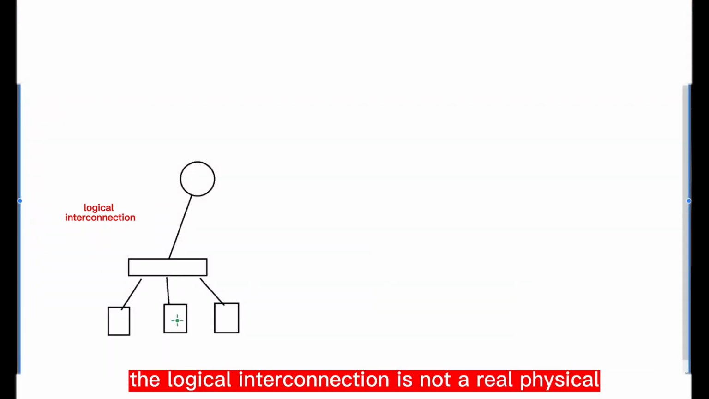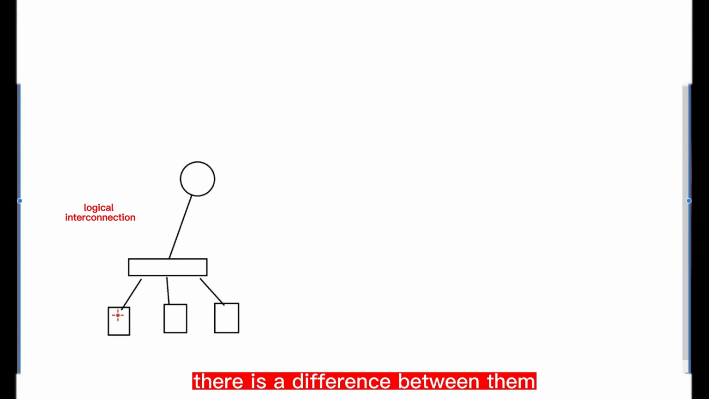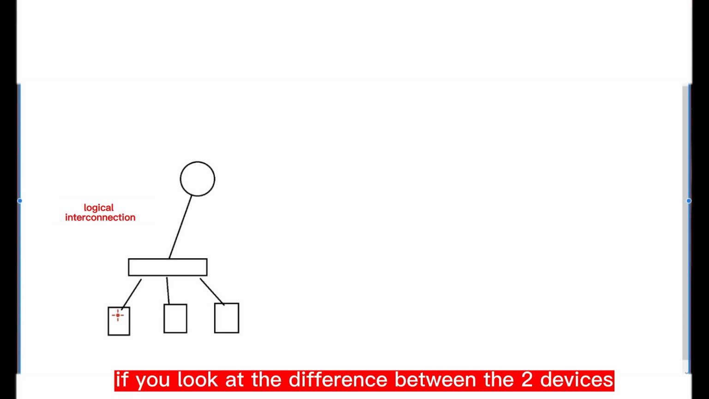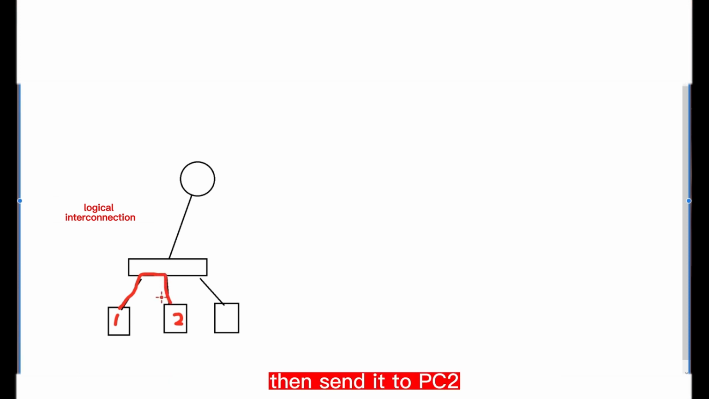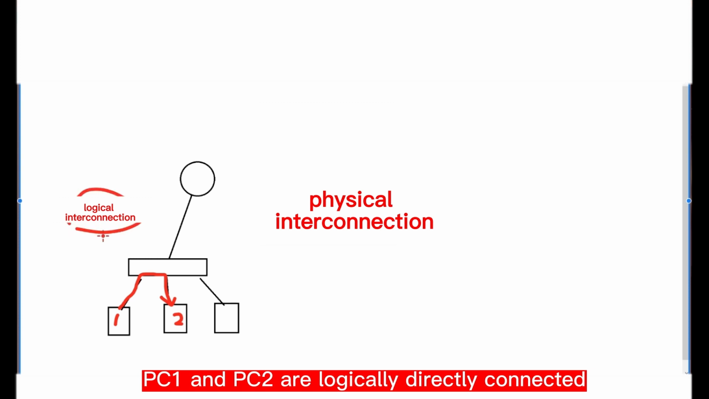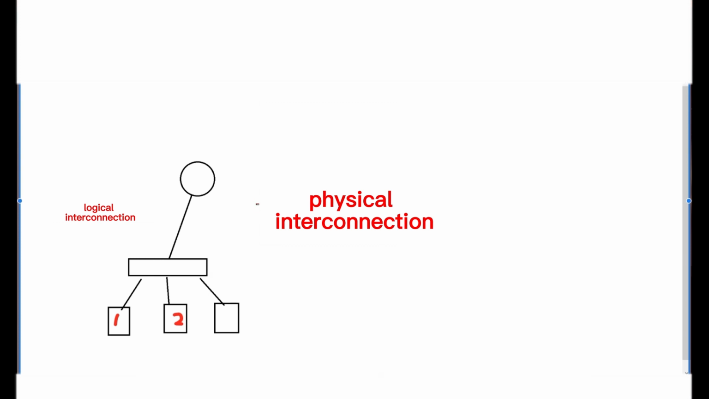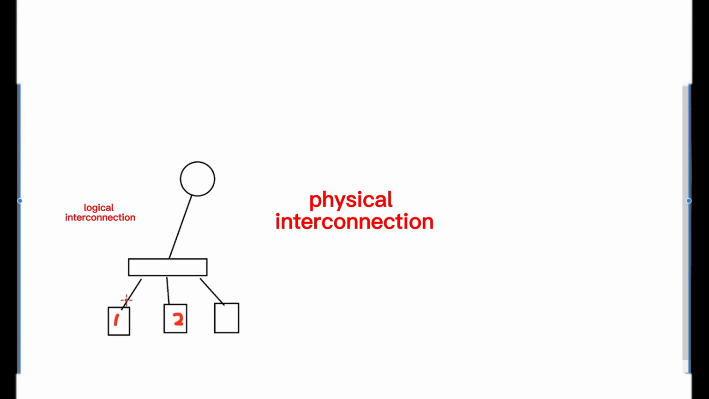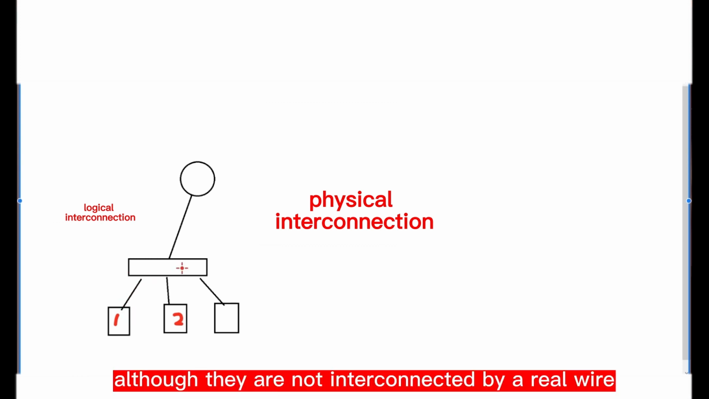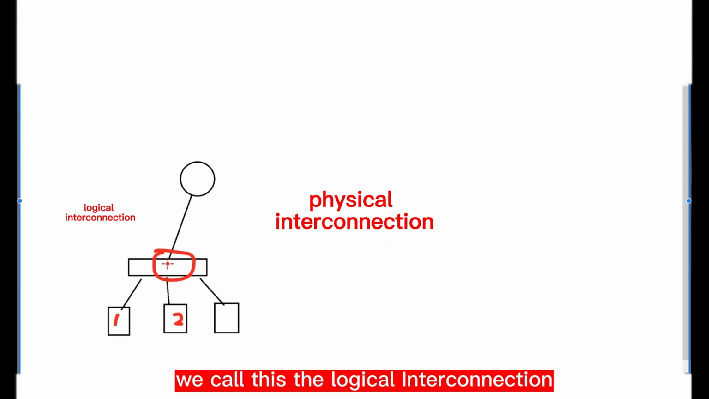The logical interconnection is not a real physical direct connection. There is a difference between them. For example, between PC1 and PC2, data can be transferred. This data will be sent to the switch first, then sent to PC2. PC1 and PC2 are logically directly connected, but not directly connected physically. A physical direct connection would be connecting PC1 and PC2 together through a line. If their data is transmitted over such a physical link, we call it physical interconnection. But here, although they are not interconnected by a real wire and the transfer is made through the intermediate switch, it's still a direct link. We call this logical interconnection.